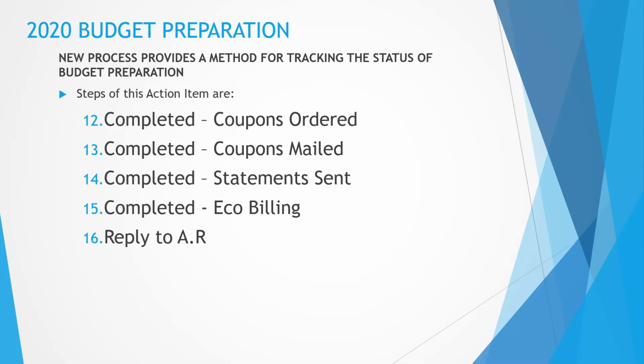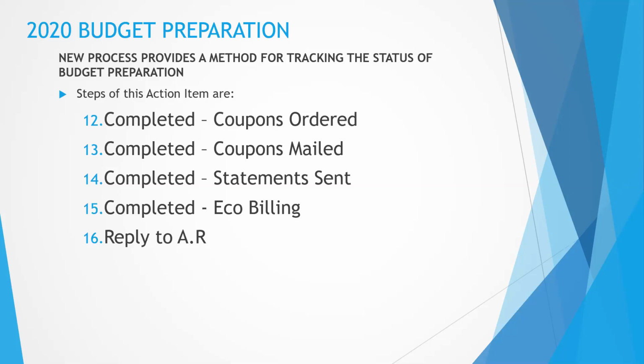Regional managers can check the process. You'll get notified once the coupons are mailed, statements are sent, or the eco billing is completed. Managers will get a notification by email that lets them know that those things have been completed, so you'll know when they actually get sent out. And then the whole purpose of this is transparency.